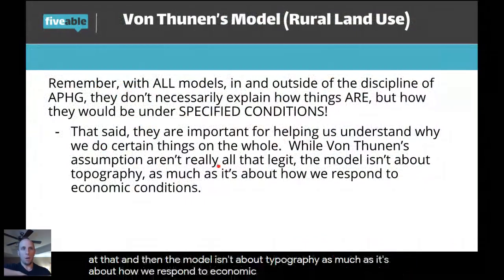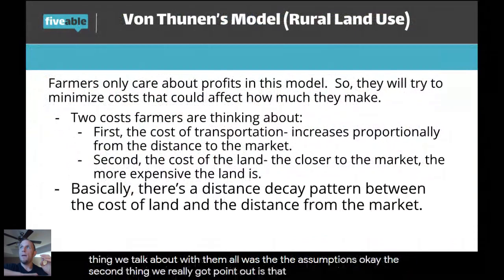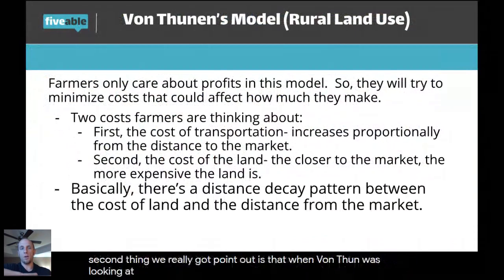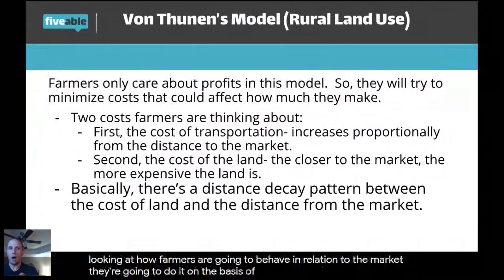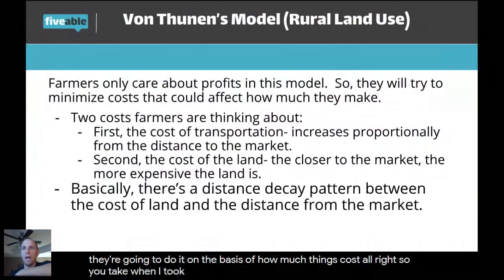So the first thing we talked about with the model was the assumptions, okay? The second thing we really got to point out is that when von Thunen was looking at how farmers are going to behave in relation to the market, they're going to do it on the basis of how much things cost.